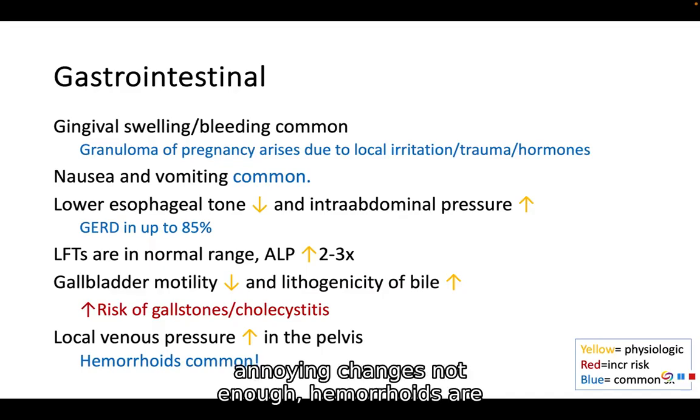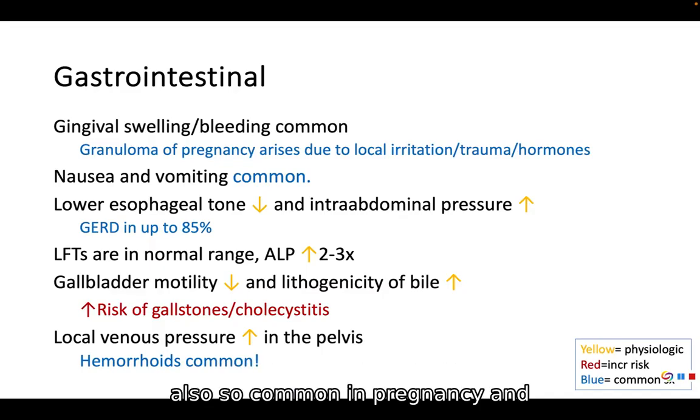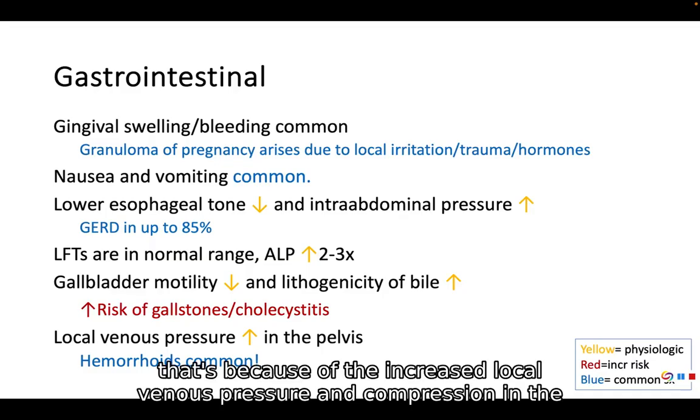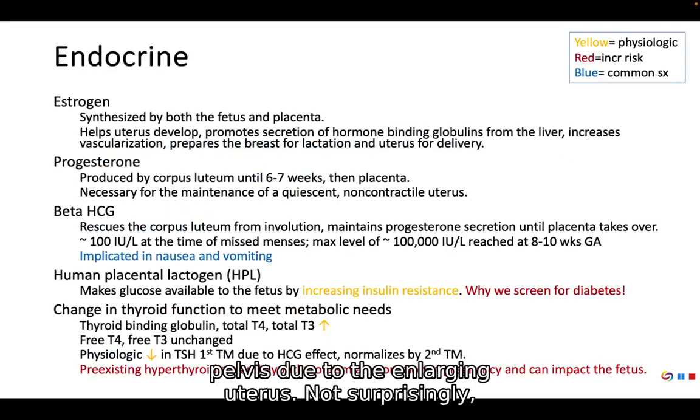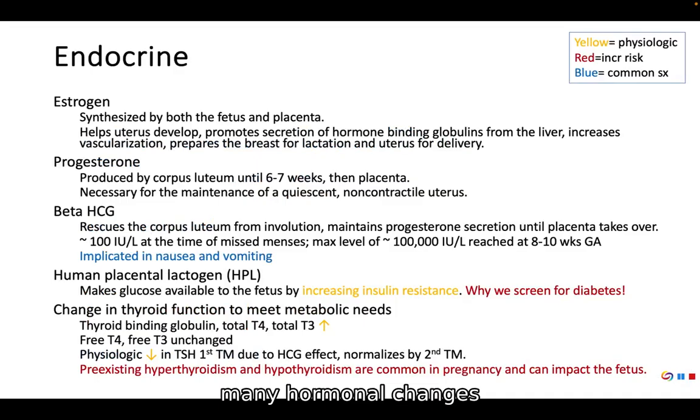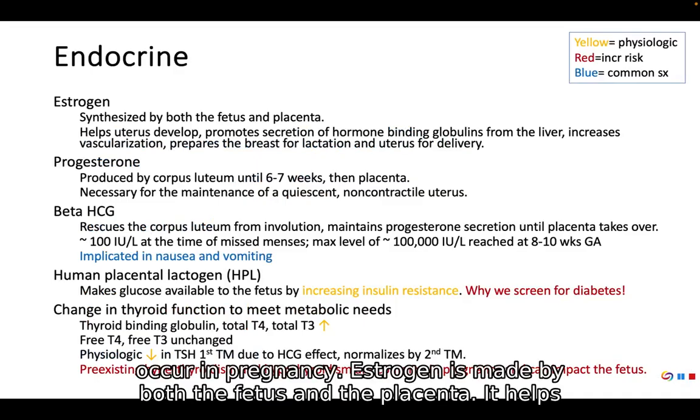Now, if all these annoying changes are not enough, hemorrhoids are also so common in pregnancy, and that's because of the increased local venous pressure and compression in the pelvis due to the enlarging uterus. Not surprisingly, many hormonal changes occur in pregnancy.